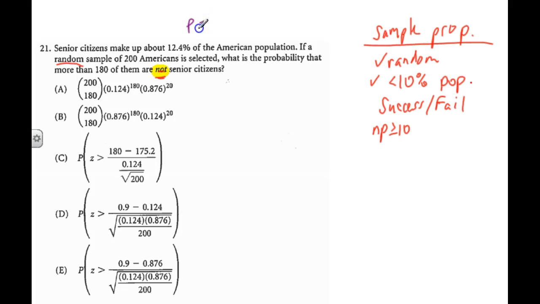I'm going to say the probability of success is the complement of 12.4%. So that would be 87.6%, or 1 minus 0.124, which would be 0.876. So the probability of success is 0.876, which means Q, of course, is 12.4%.